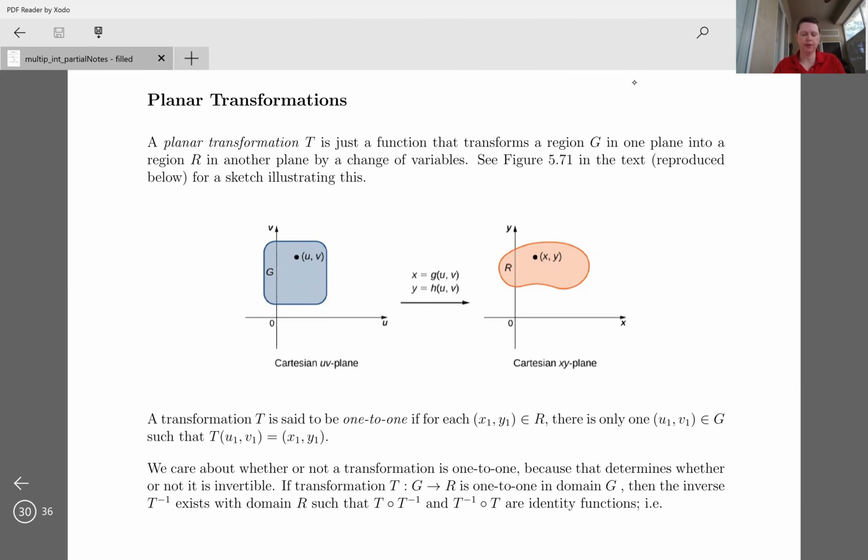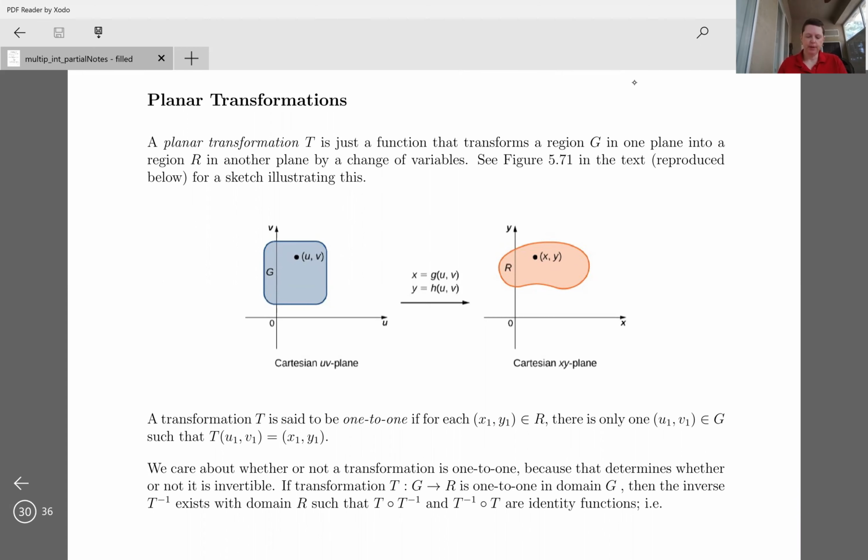A planar transformation, T, is just a function that's going to transform one region, let's say G in one plane, into a region R in another plane by a change of variables. Figure 5.71 in the textbook, which is reproduced in the notes here, gives us a nice sketch illustrating this.